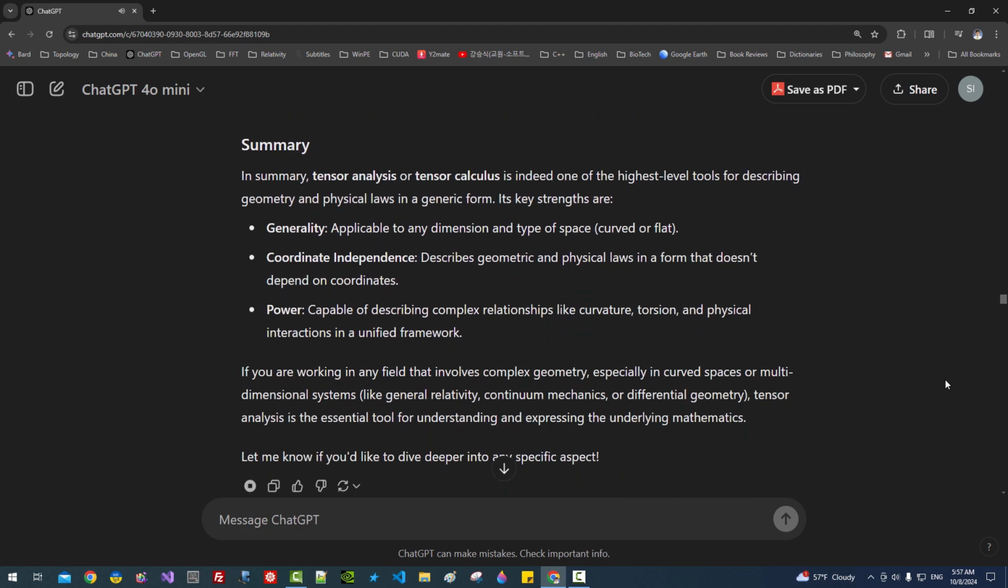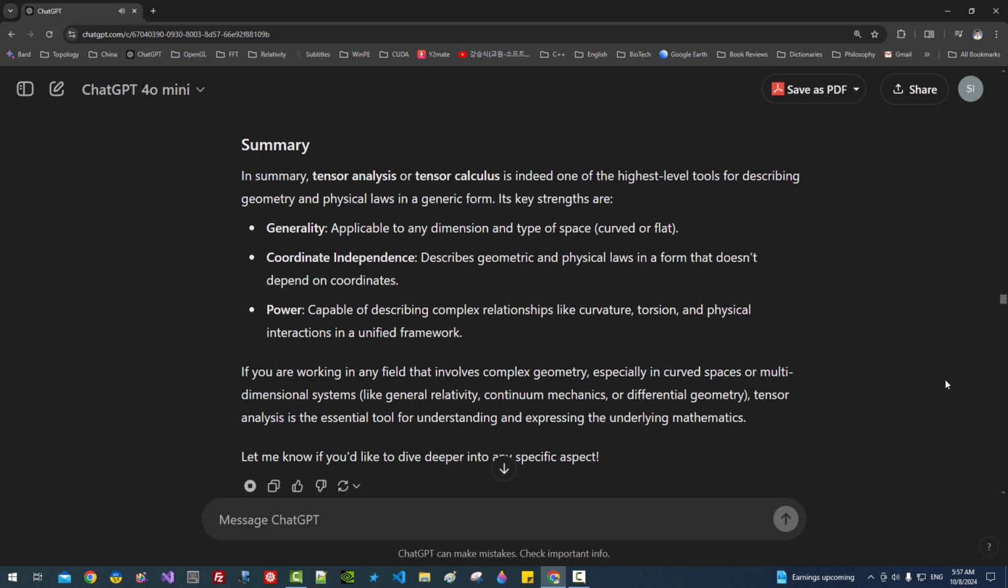Summary. In summary, tensor analysis, or tensor calculus, is indeed one of the highest level tools for describing geometry and physical laws in a generic form. Its key strengths are generality, applicable to any dimension and type of space, curved or flat. Coordinate independence, describes geometric and physical laws in a form that doesn't depend on coordinates. Power, capable of describing complex relationships like curvature, torsion, and physical interactions in a unified framework.